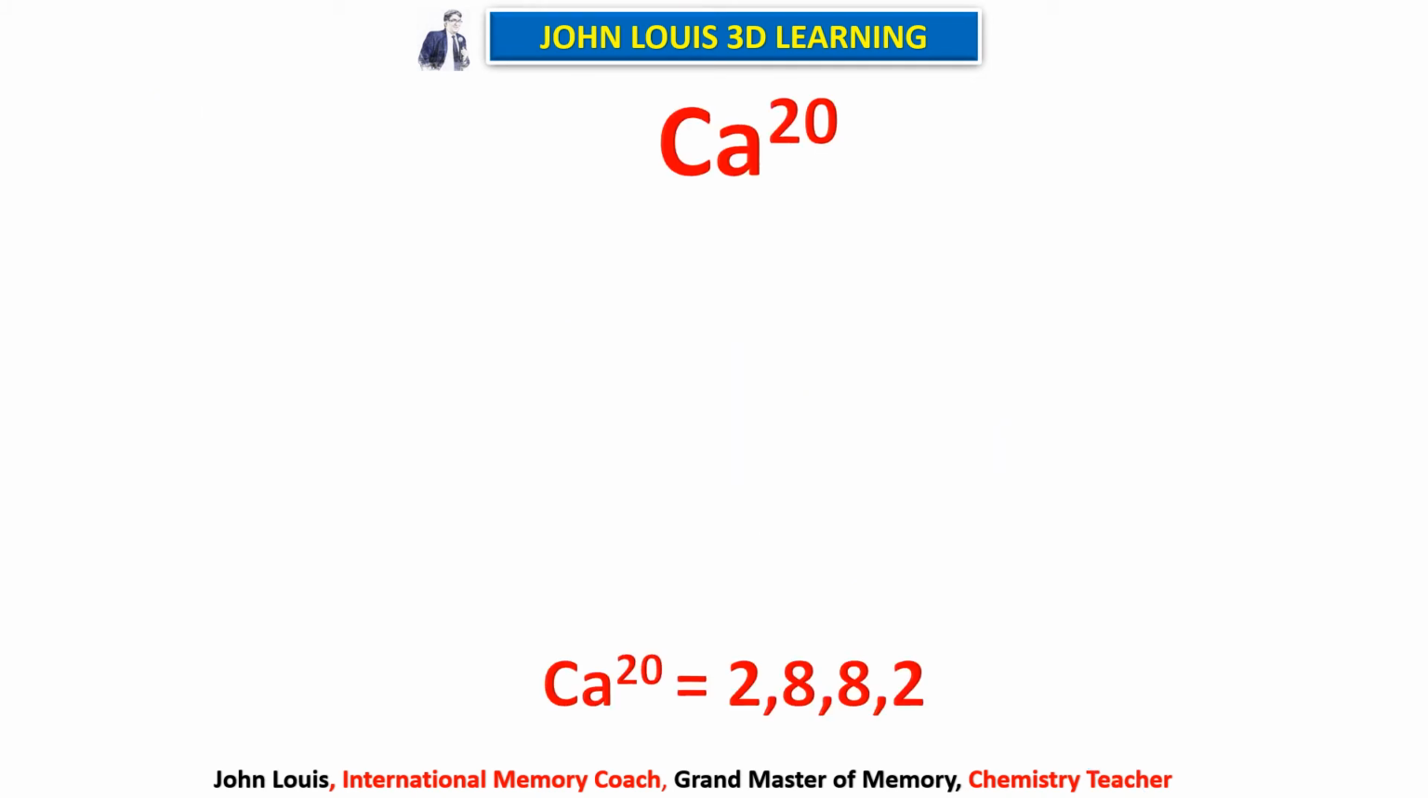Now let's see calcium. What is the electronic configuration of calcium? That is how electrons are filled up in their orbits. First orbit 2 electrons, second orbit 8 electrons, third orbit 8 electrons, fourth orbit 2 electrons. So how is it filled up? This is the nucleus of the calcium. First orbit 2 electrons. We should be able to fill up all the 20 electrons, isn't it?